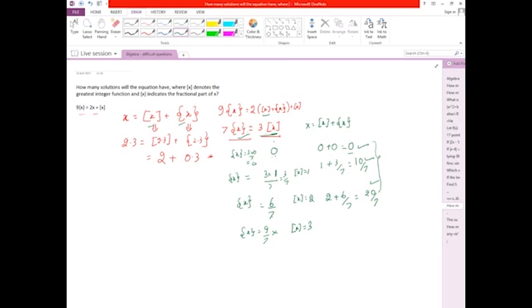We start with 0 because a fractional part cannot be negative. So we start with 0, we substitute 1, 2, and we keep on substituting till the fractional part starts going above 1, in which case we stop. So we substituted for 0, 1, and 2, and we got three values, 0, 10 by 7, and 20 by 7, which will satisfy this equation. For x equal to 3, it would not satisfy, and so we will stop at this point. So this is how you do these questions.